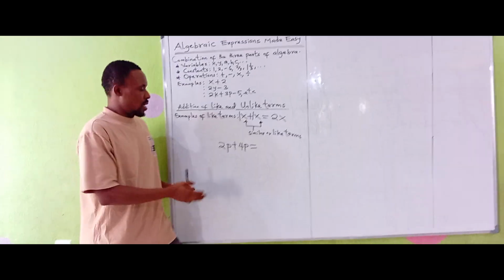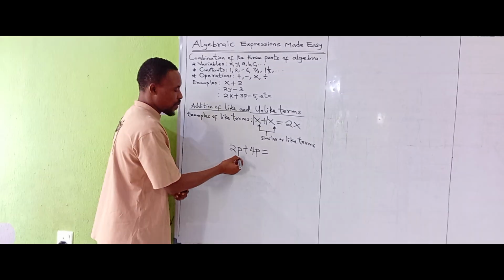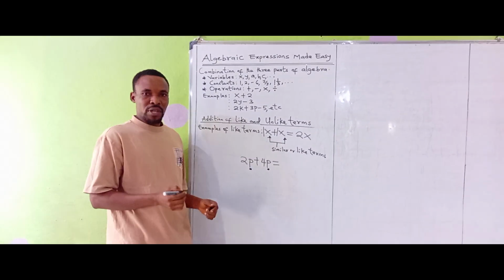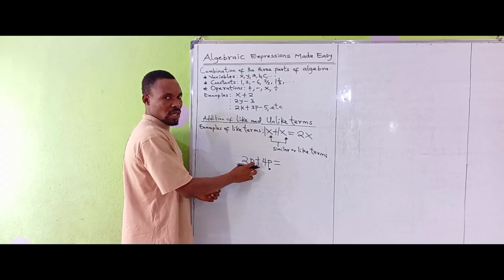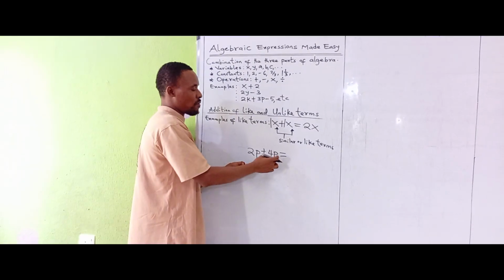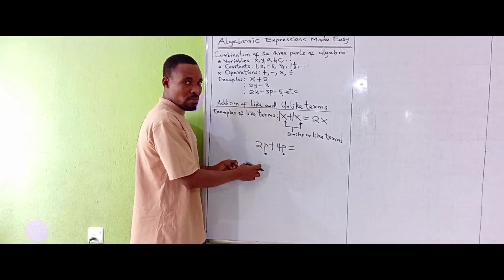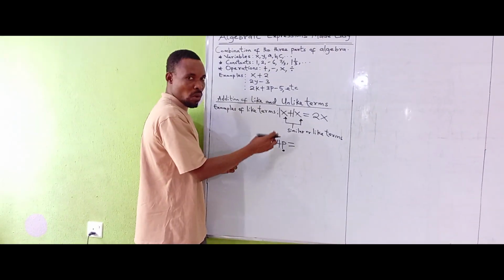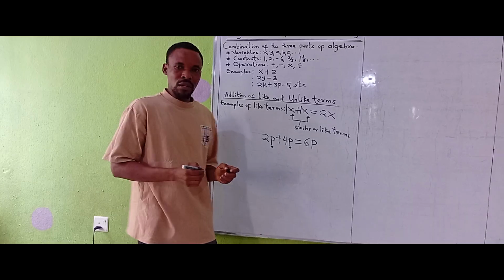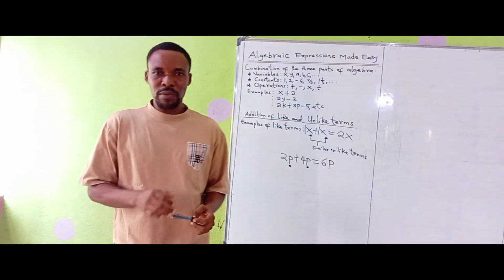Again, you ask yourself, what are the letters here? We have p and another p. What is the operation between them? We have plus, which means we should combine them. We have 2p and another 4p, so all together, how many p's do we have? You add the numbers, 2 plus 4 gives us 6. The letter is p, so all together we have 6p. This is how to add in algebraic expressions.